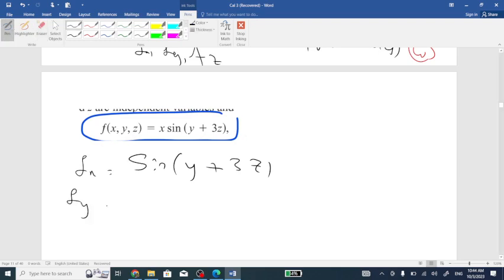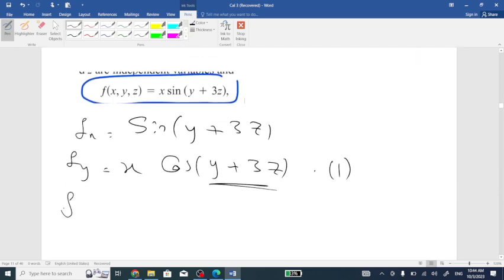Now we have f sub y. x is a number. Sine will be cosine of y plus 3z. In the angle only y is the variable, so multiply by 1. Shall I repeat it? Please, if you don't understand, let me know.